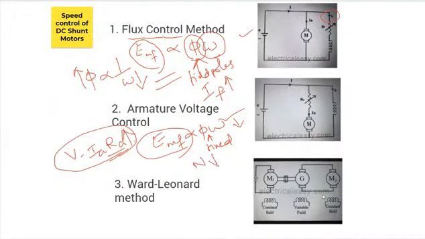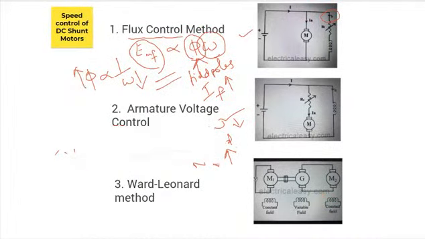So you can reduce your speed by increasing your armature resistance, decreasing your current, sorry. When you increase your resistance, what will happen? Your drop will increase here, sorry, your current will decrease. I think I'm confusing you guys, I'll explain it again.